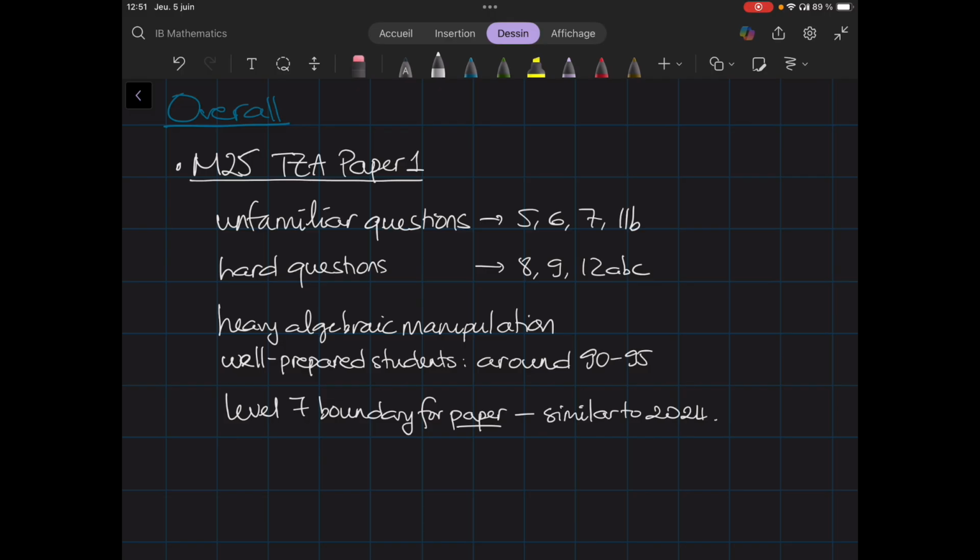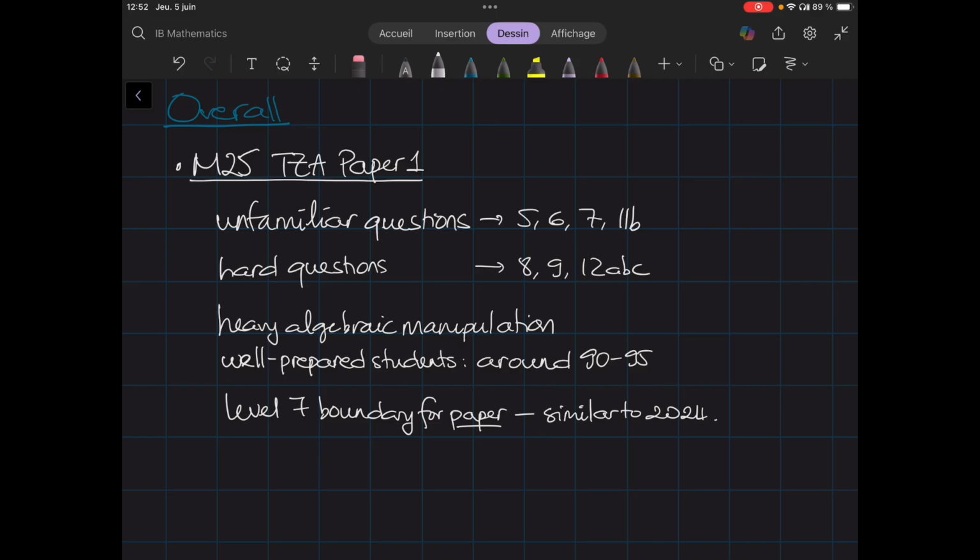Question 8 is a bit tricky with the inequality. Question 9 is tricky with the algebra and justification of the removal of the moduli. And 12a, b, c is a classic reduction formula, which is not officially part of the course, but they have done this before. As per usual, good algebraic manipulation skills are crucial if you want to get a 7.